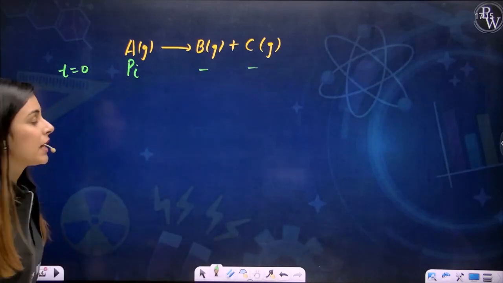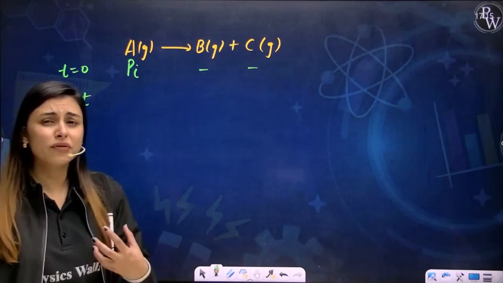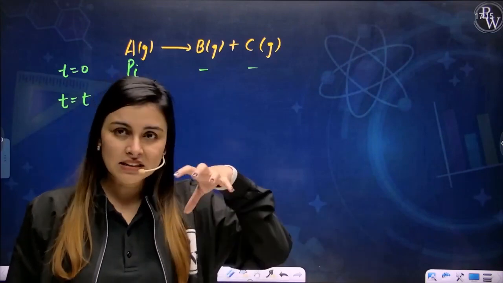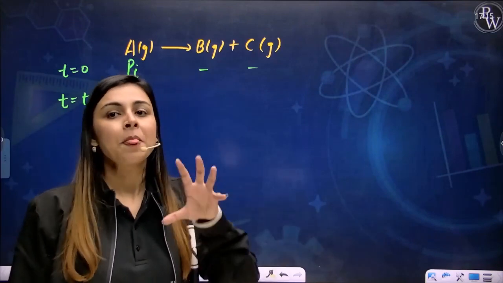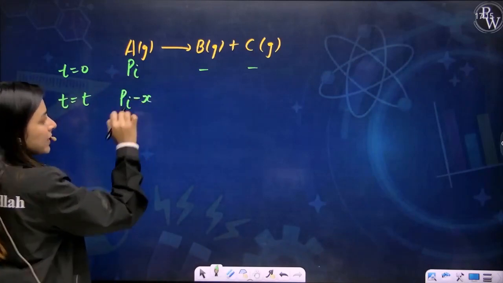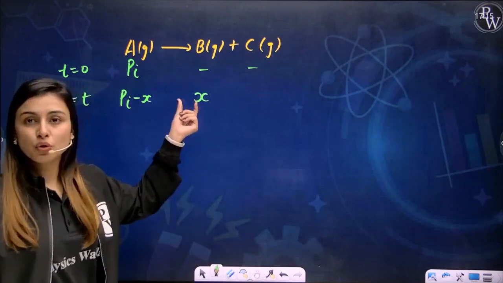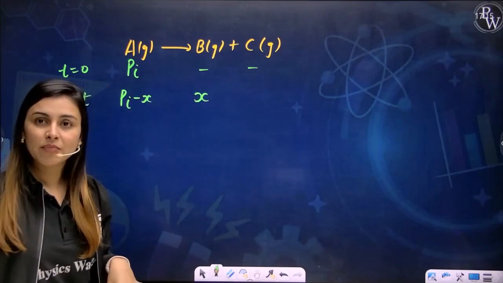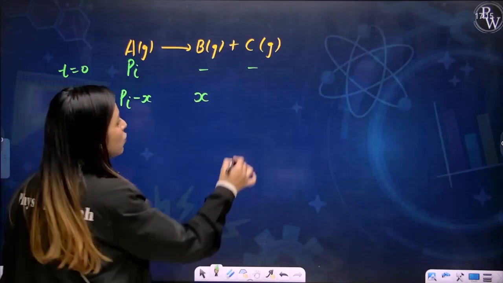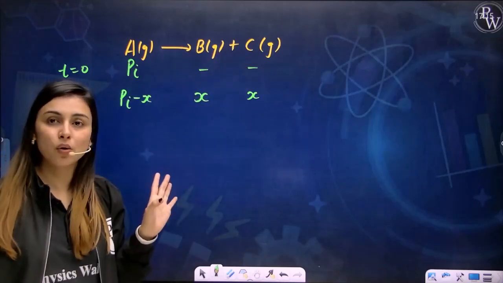Perfect, no issues. Now imagine at some time t, my dear students, obviously some amount of products are formed, so obviously the reactant's partial pressure might have decreased. Let's say the pressure of the reactant is P initial minus x. So x amount of your B gas would have been formed, and x would be its partial pressure. Now this will also be x. Yes, we see the stoichiometry, we write it according to the stoichiometry.